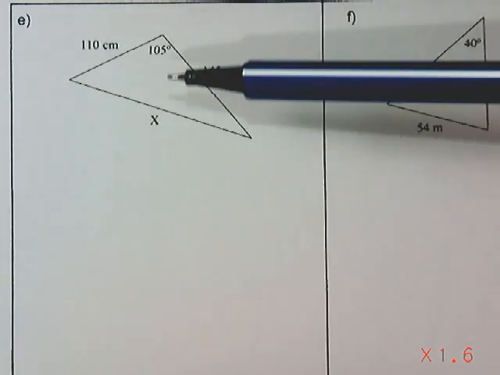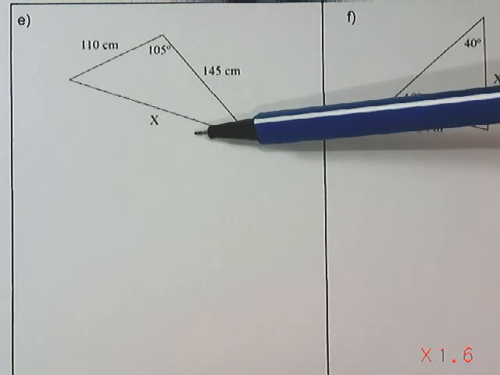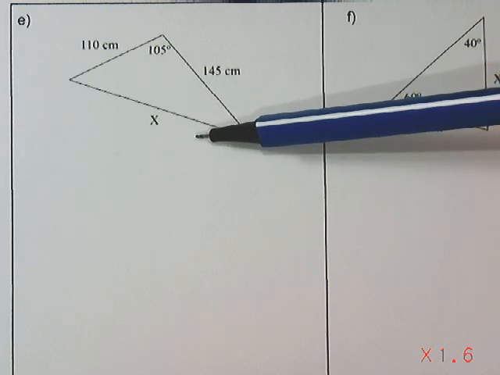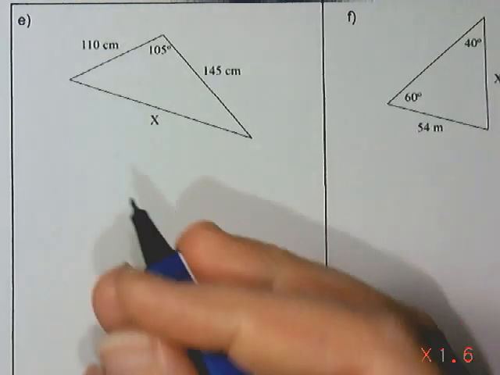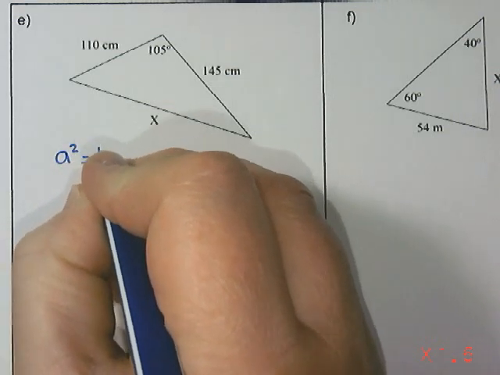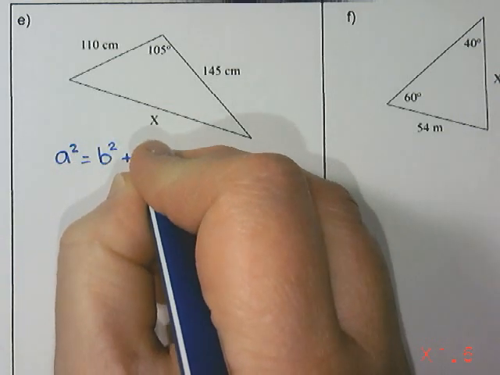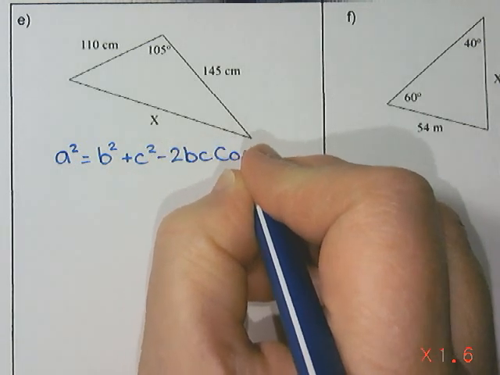When I go to pick my cosine law formula, I need to ask myself, are we solving for a side or an angle? And in this case, we are solving for a side. So I am going to do a squared equals b squared plus c squared minus 2bc cos A.